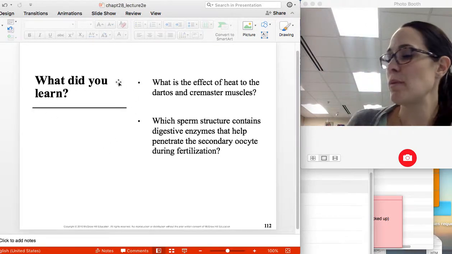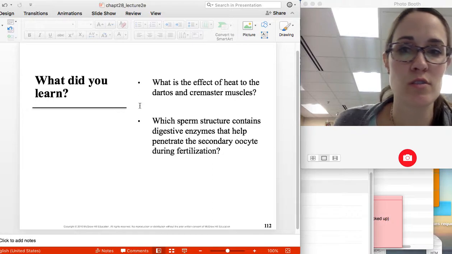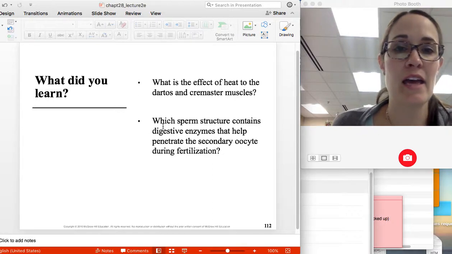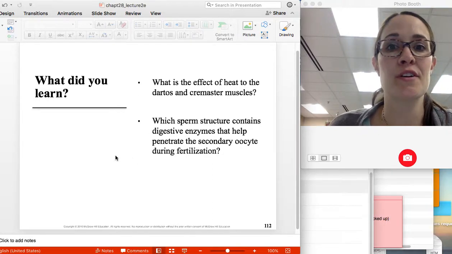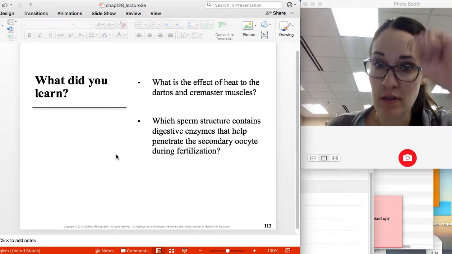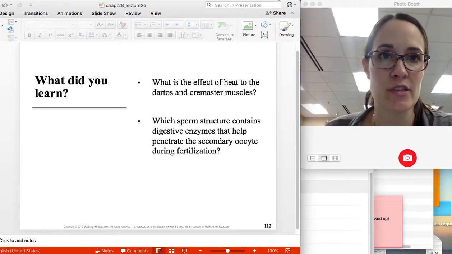So you should be able to answer what's the effect of heat on the dartos and the cremaster muscles, and what sperm structure contains digestive enzymes that help penetrate the secondary oocyte during fertilization.